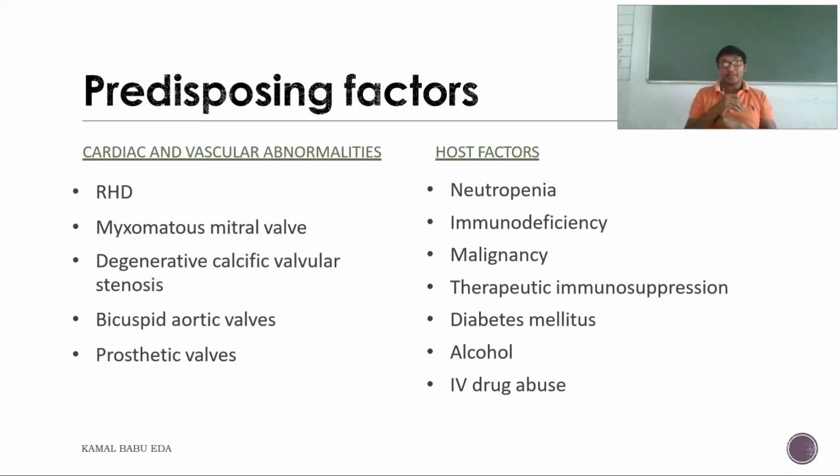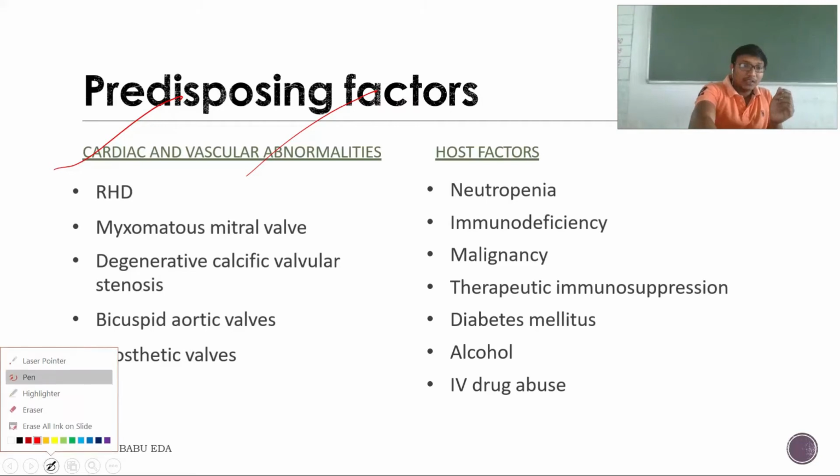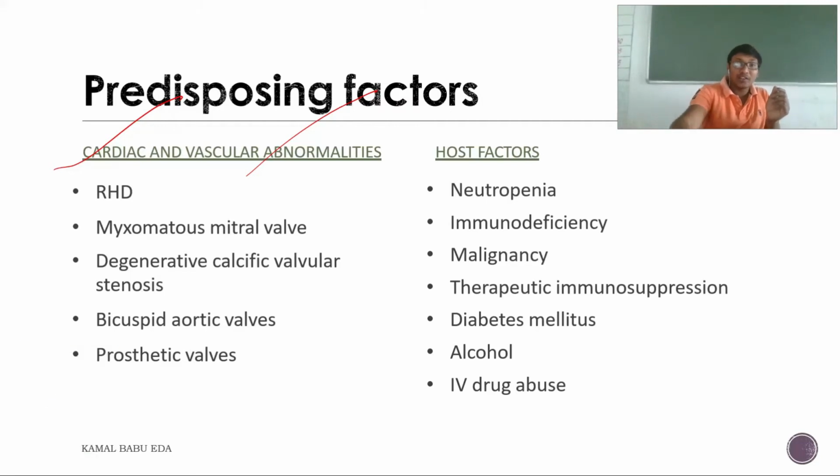Whenever a valve replacement has been done, mechanical valves are introduced into the person's heart. So these are some of the predisposing factors related to cardiac as well as vascular abnormalities. And if you look at the host factors, what are the host factors here?